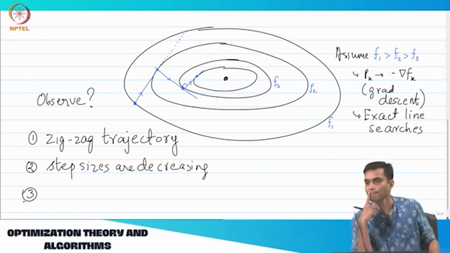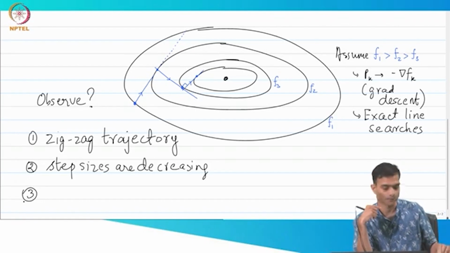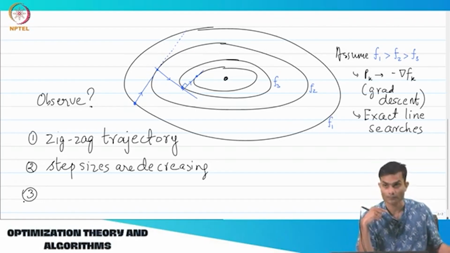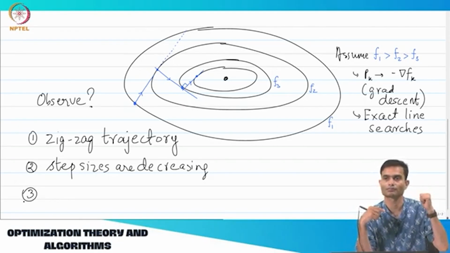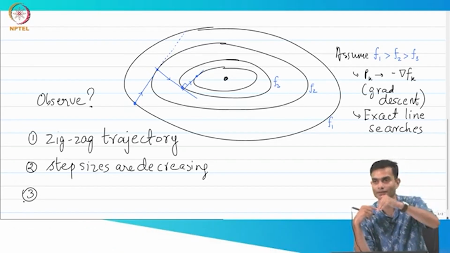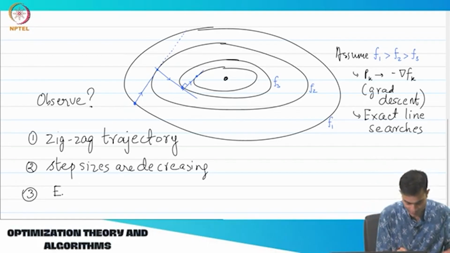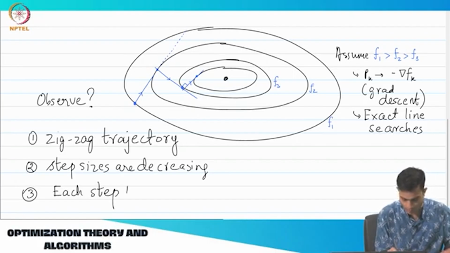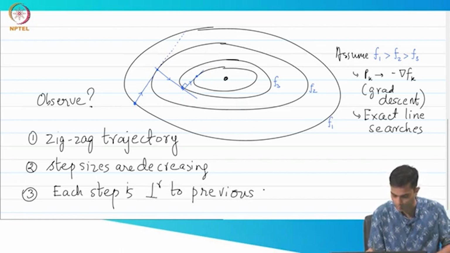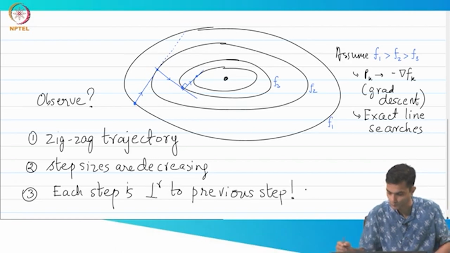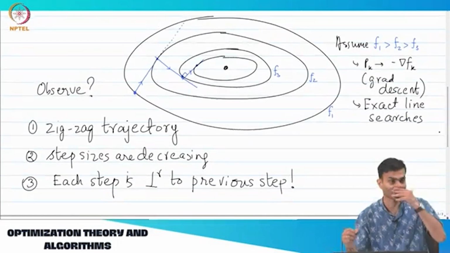Any other observation? Each step is perpendicular to the previous step. I go this way, then I am taking a 90-degree turn, then another 90-degree turn. Assuming you are trusting my drawing, each step is perpendicular to the previous step. Right, these are just observations based on looking at this drawing.